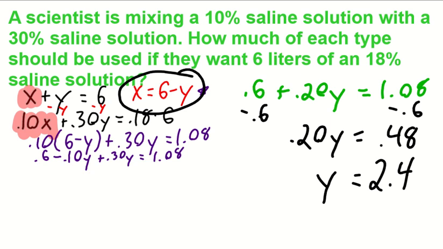Use that right there. 6 minus 2.4 means my x value is going to be 3.6. Okay? Any questions on that? A little bit more to it, right? All right, I'll do another one.